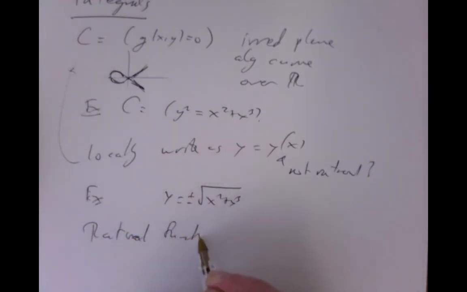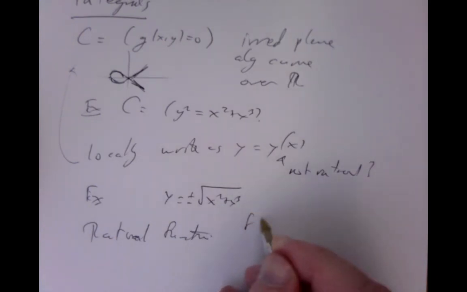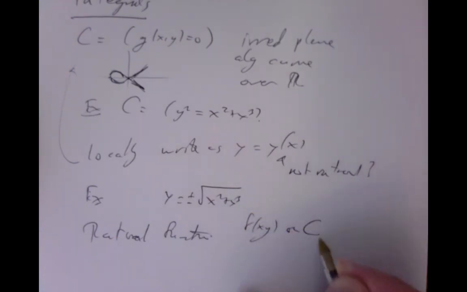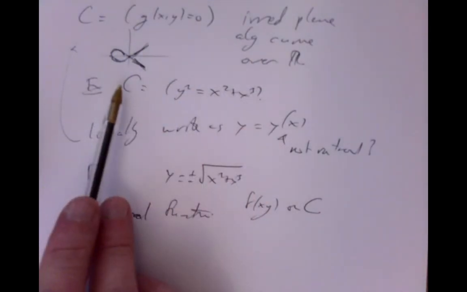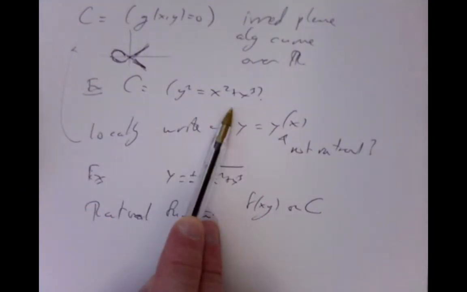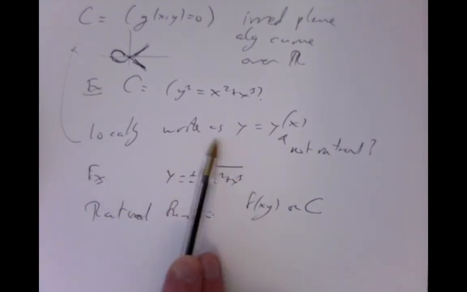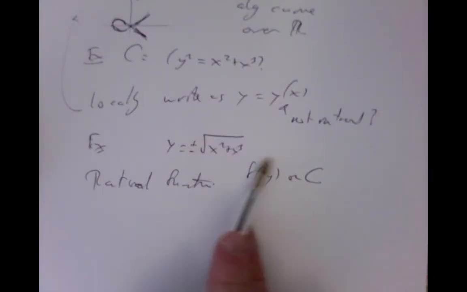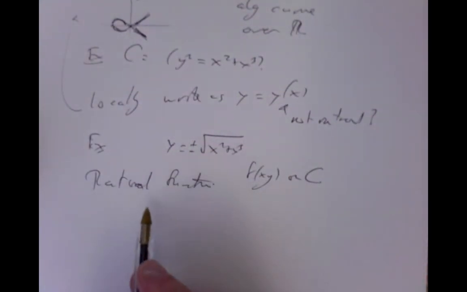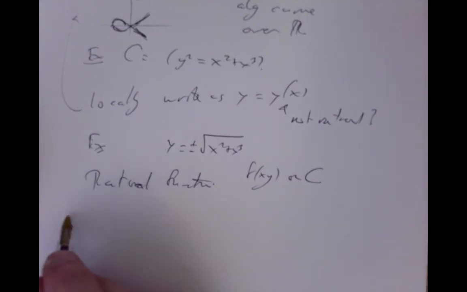Now, suppose we take a rational function f of x, y on the algebraic curve. So we imagine in general an arbitrary algebraic curve, but in our specific example it's this curve. And we locally write it as the graph of a function. In our specific example it's this function, with the choice of whether it's a plus or a minus. Take any rational function f of x and y, and then the question is, can you integrate it?